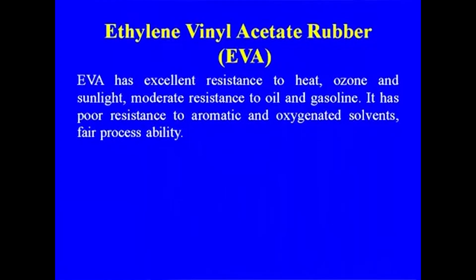Ethylene vinyl acetate rubber, which is very commonly known as EVA. EVA has excellent resistance to heat, ozone and sunlight, moderate resistance to oil and gasoline, because of the availability of the vinyl acetate. It has poor resistance to aromatic and oxygenated solvents, fair processability. So these are some of the advantages of the EVA, that is also one of the specialty rubbers. So this was all about the elastomer.